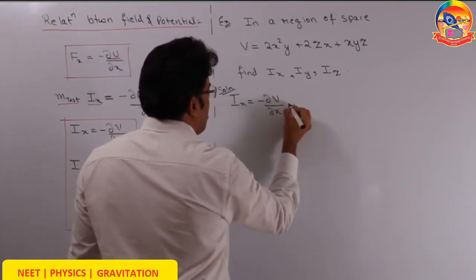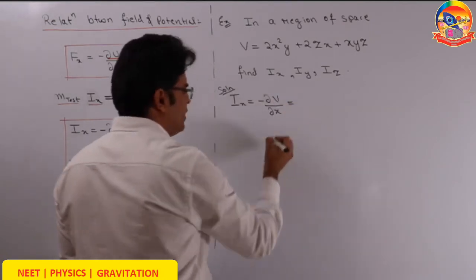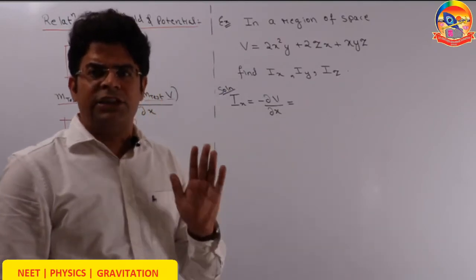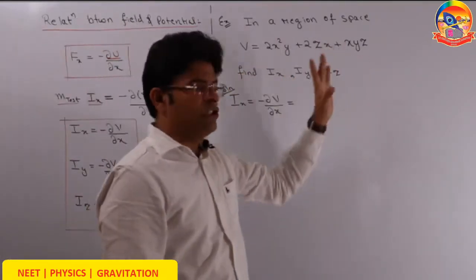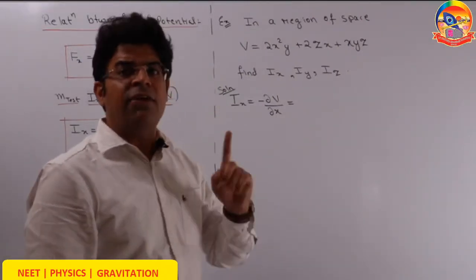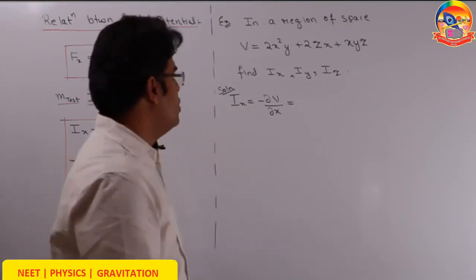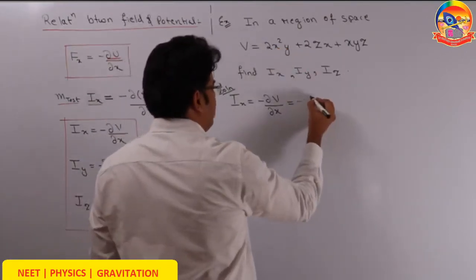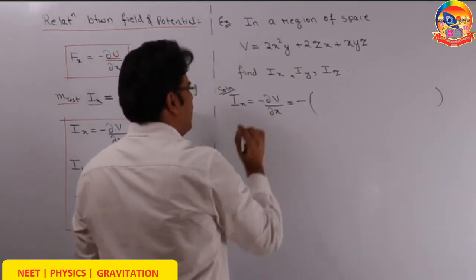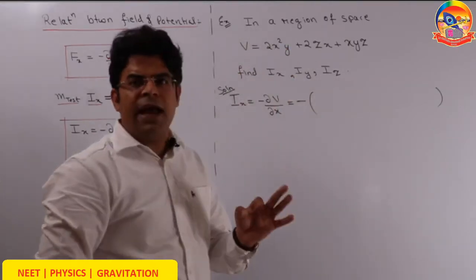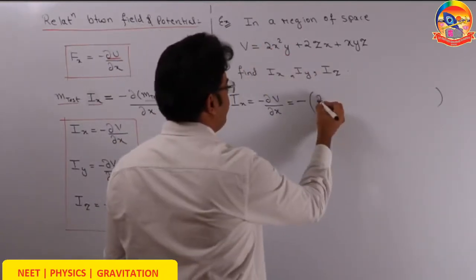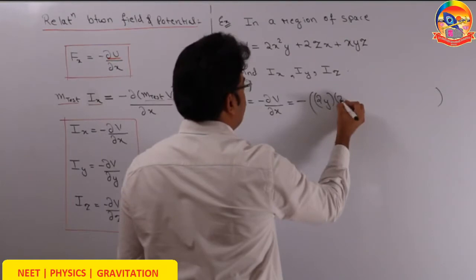When we partial differentiate a function with respect to x, then we treat all the variables apart from x as a constant. So when I differentiate this function with respect to x, I will treat y and z as constant. So now, let's find out del V by del x. In the first term, we have 2x²y. Apart from x, I have to treat everything else as constant, so I will treat 2 and y as constant, take them out of the differentiation. The differentiation of x² gives you 2x.